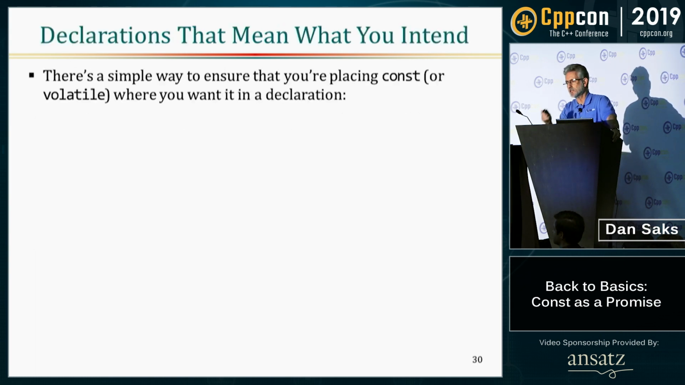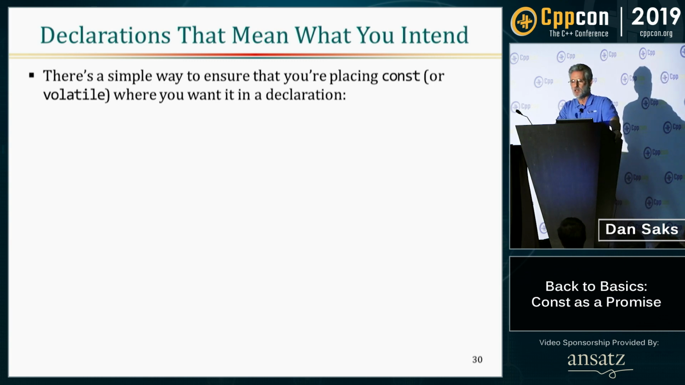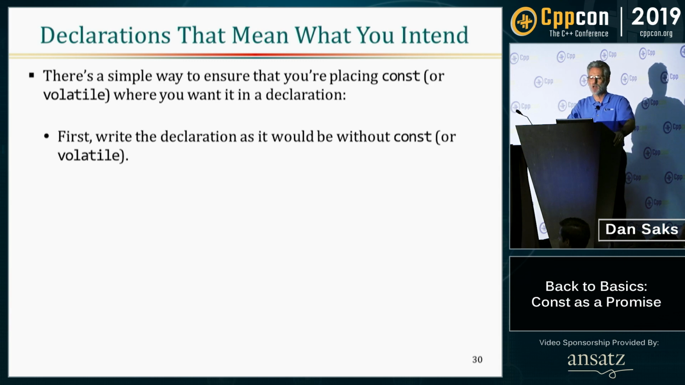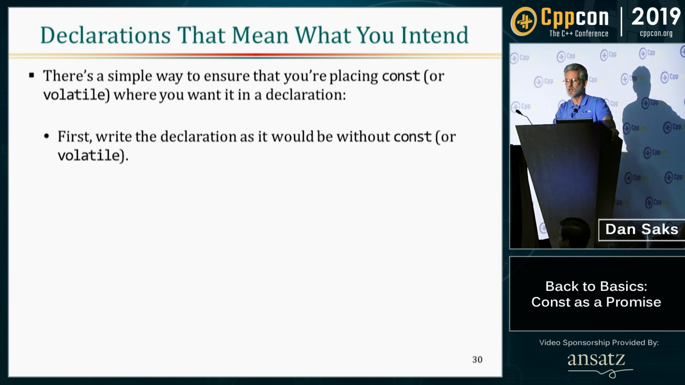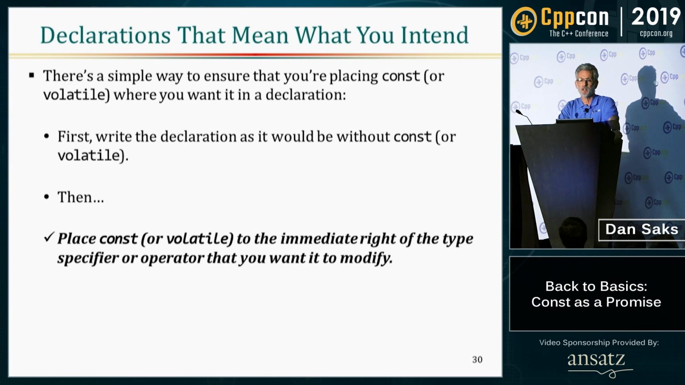So here is my simple advice on being able to write a declaration where const is in the right place. I haven't yet really told you what const means, but assuming that you have a rough idea of what const means, here's a little bit of advice. First, write the declaration as it would be without const or volatile. And then simply place const or volatile to the immediate right of the type specifier or operator that you want to modify. Here's an example.